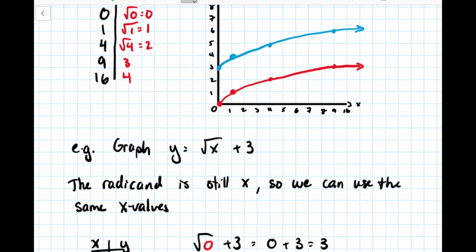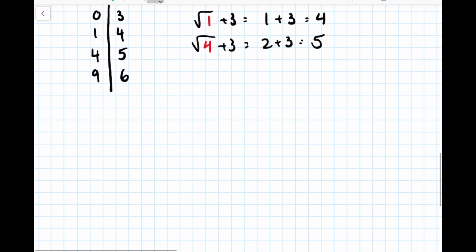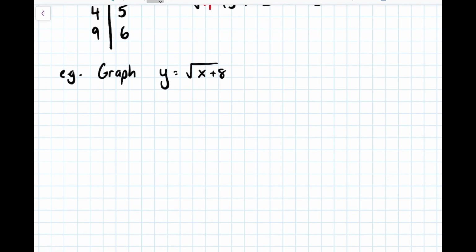All right. So let's try something a little different. What if it's not just x inside the root? So what if we wanted to graph, say, for example, y equals the square root of x plus 8? That's going to make things a little bit trickier here. So we don't want to make x be perfect squares. We want to make the radicand be perfect squares. So we're going to use values for x that will make the radicand a perfect square.